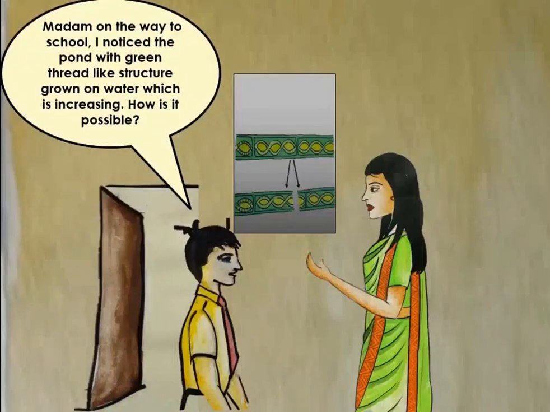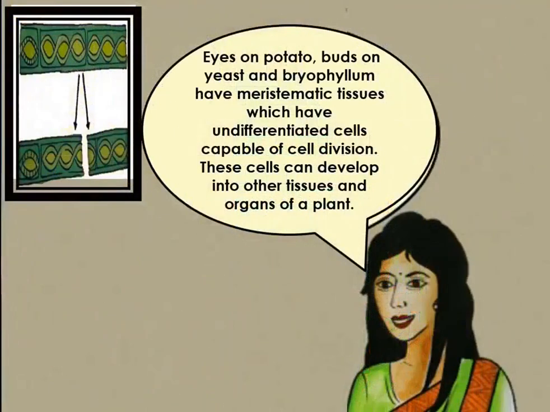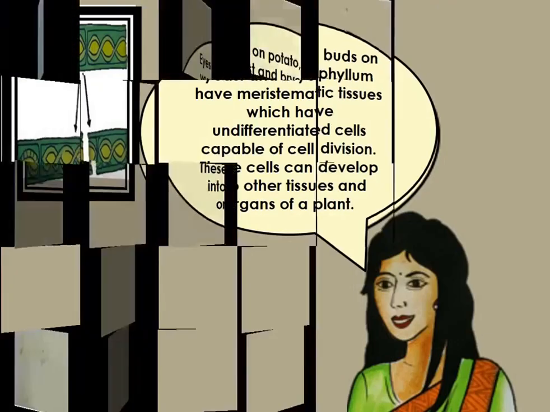Ma'am, on the way to school, I noticed a pond with green thread-like structures grown on water, which is increasing. How is it possible? Yes, Rohan, that is Spirogyra, an algae. It divides into fragments and each fragment forms a new alga by the process of regeneration. This method is called fragmentation. You know, Rohan, eyes on potato, buds on yeast and bryophyllum have meristematic tissues which have undifferentiated cells capable of cell division. These cells can develop into other tissues and organs of a plant.